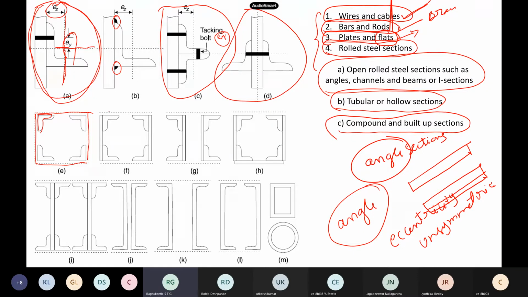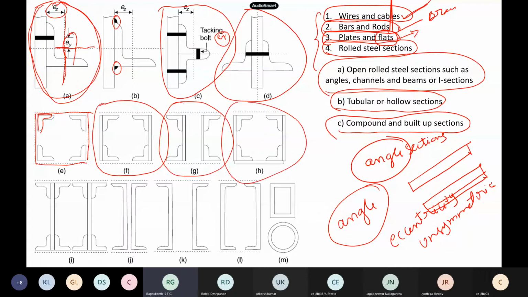Apart from that, you will see these types also, like four angle sections connected like this, the arrangement. So the arrangement, the CG and the centroid and other things you have to check. Or the channel sections, say two channel sections put like this, or maybe the square hollow sections. Tubular sections are also widely used.